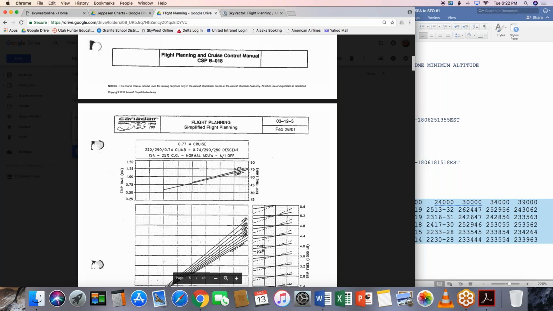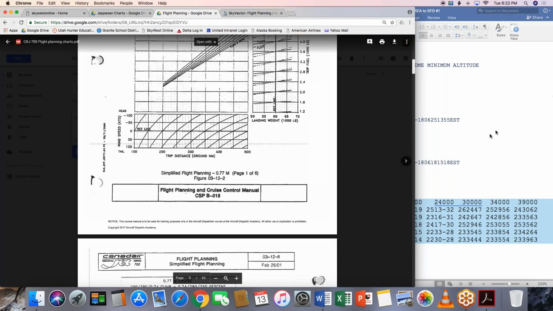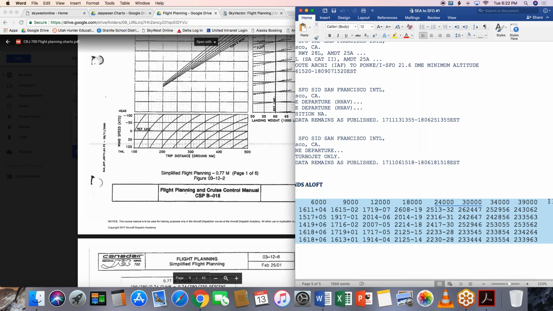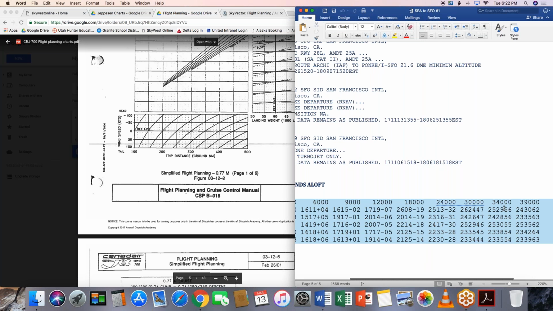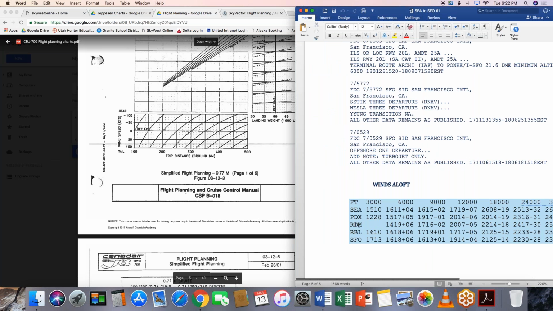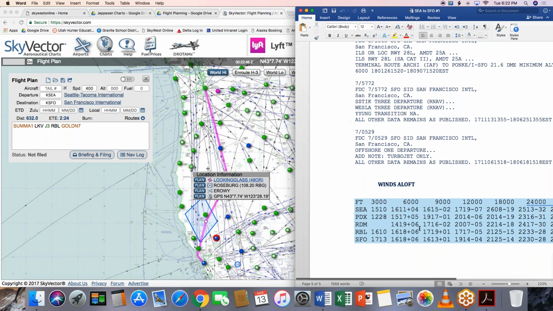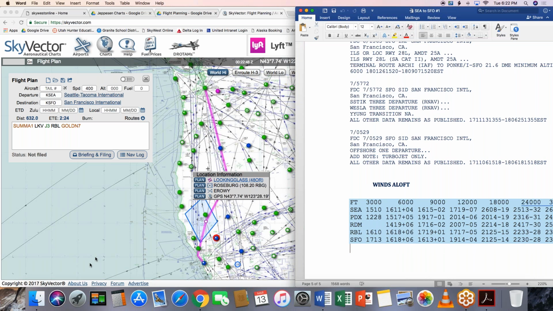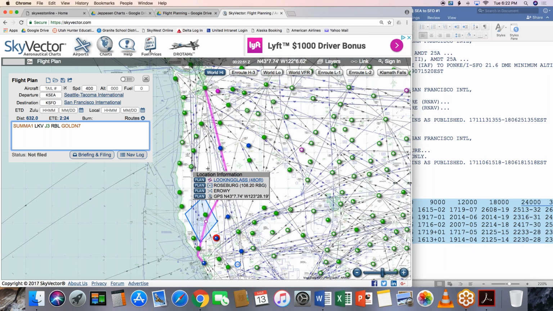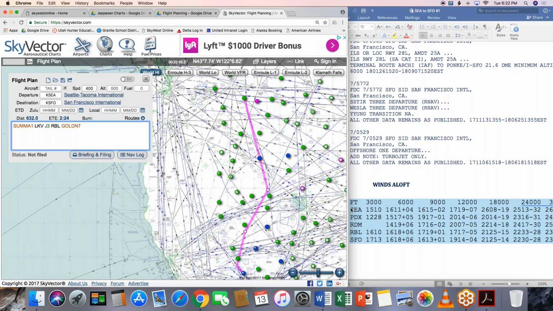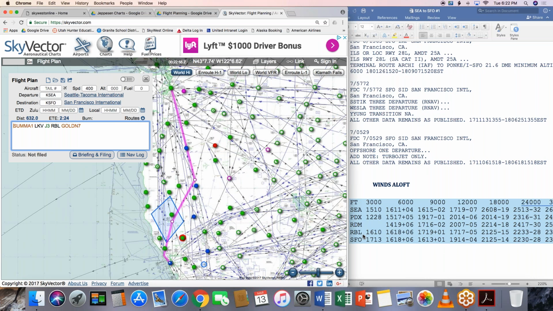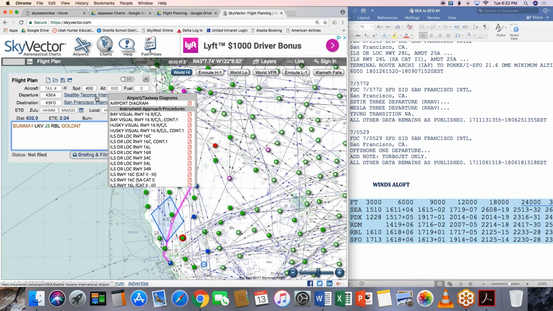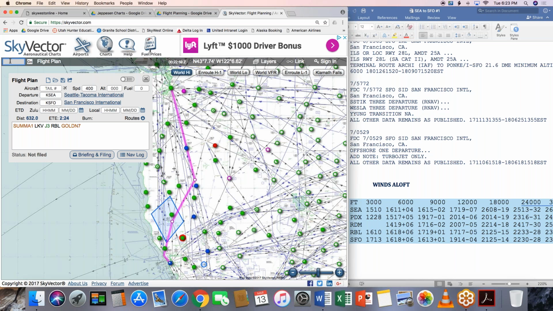So now that we know that, let's go to our winds aloft chart. Remember, 39,000 feet is the highest reporting. And we're going to find these little dots here, these VORs. So let me slide this screen over a little bit. We've got Seattle, Portland, Redmond, Red Bluff, and San Francisco. So let's find where these are at.